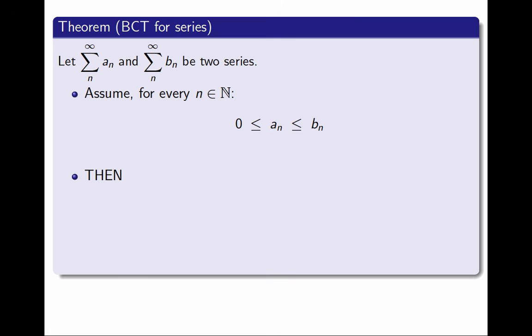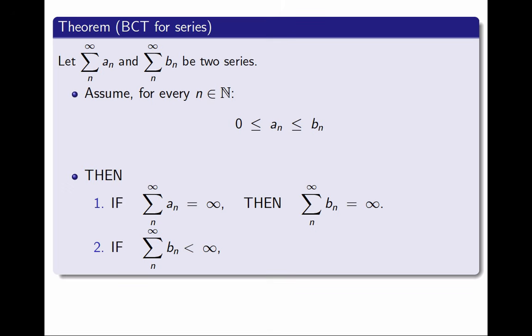And then, if the sum of the a's, the smaller series, is divergent to infinity, then the sum of the b's, the bigger series, must also be divergent. On the other hand, if the sum of the b's, the bigger series, is convergent, is a number, then the sum of the a's must also be convergent, also a number. As you see, it's exactly the same theorem as for improper integrals.